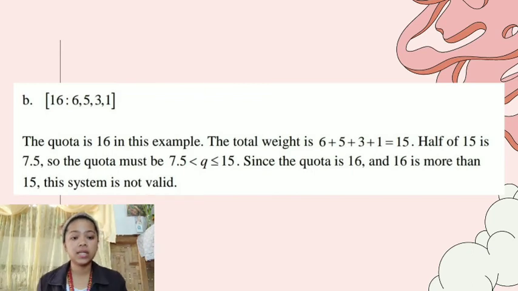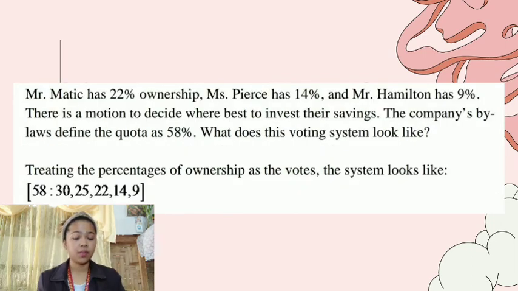So here is the last, or the third, example. Mr. Matic has 22% ownership. Miss Pierce has 14%. And Mr. Hamilton has 9%. There is a motion to decide where best to invest their savings. The company's bylaws define the quota as 58%. What does this voting system look like?